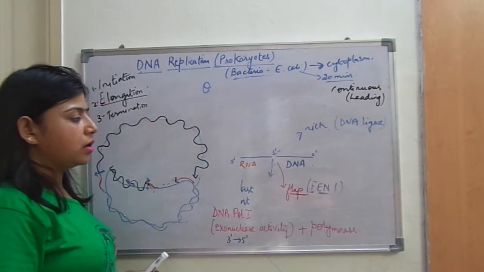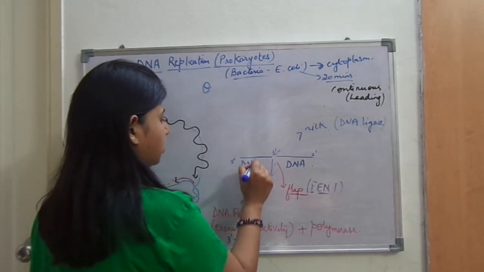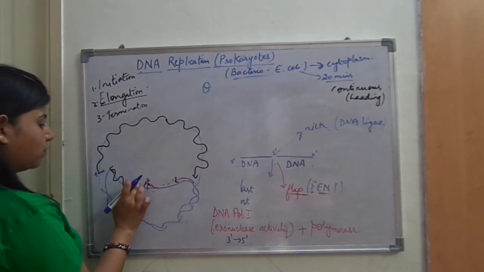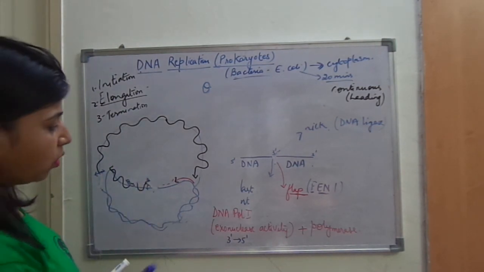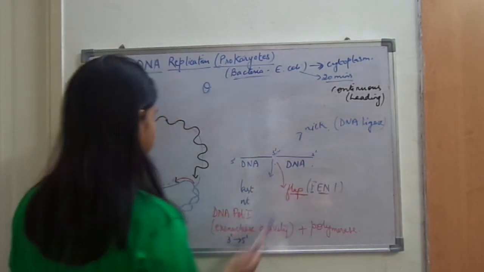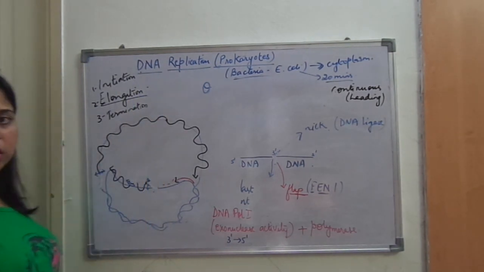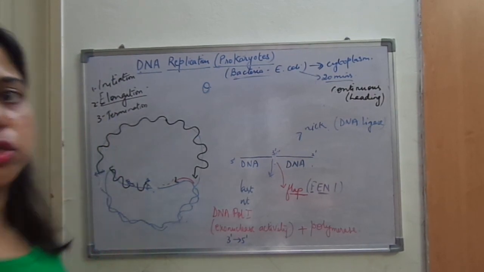So in this way, from DNA, this again we remove this RNA, it again becomes DNA. So this entire red colored thing is finally removed and resealed with the help of this DNA polymerase 1 enzyme, flap endonuclease, and DNA ligase. So this is about initiation and elongation in prokaryotes, and in our next video I will discuss termination of DNA replication.